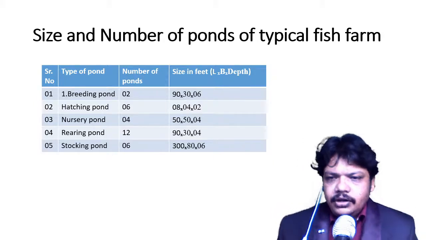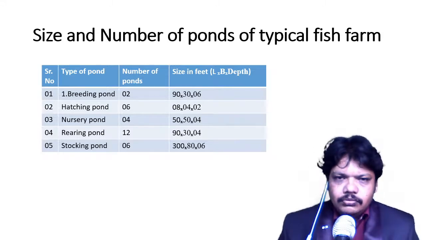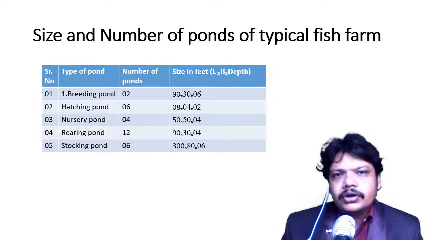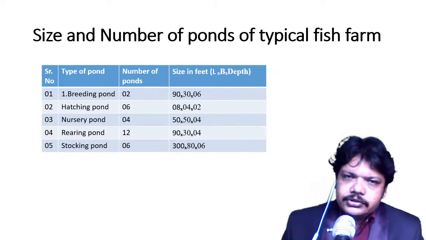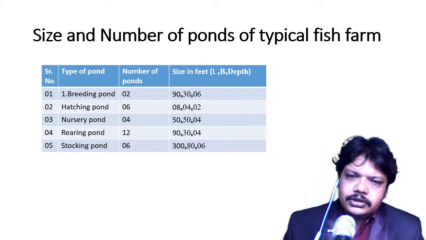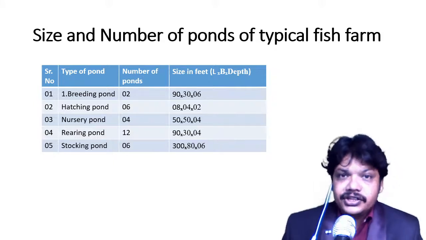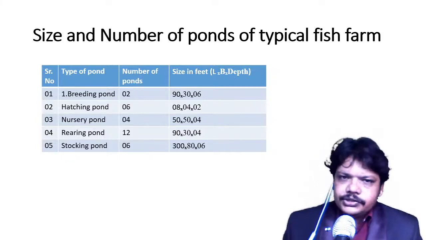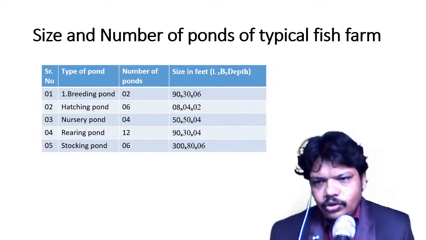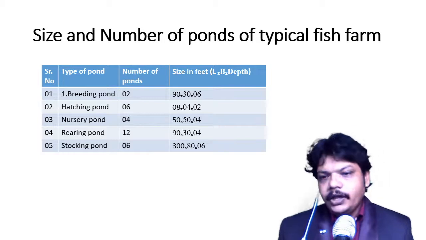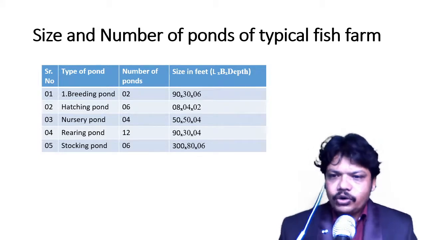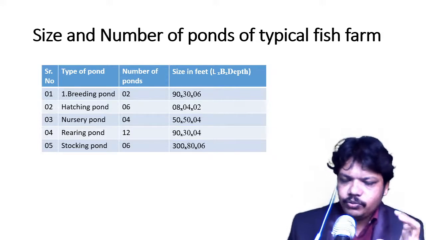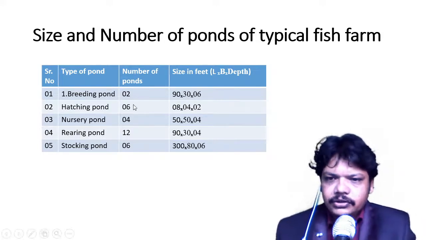So in our area, in freshwater aquaculture, that's why we took the example of Katla katla. Second is Labeo rohita, third species Cirrhinus mrigala, fourth species is Cyprinus carpio. Like this, we take production of that particular fish seed, and such kind of nursery ponds are there. Hatching ponds we have to put there, 6 in number. Size is 8 by 4 by 2 feet.